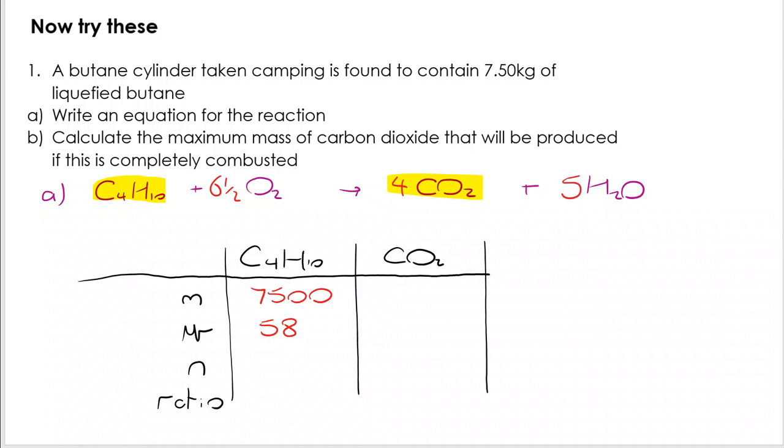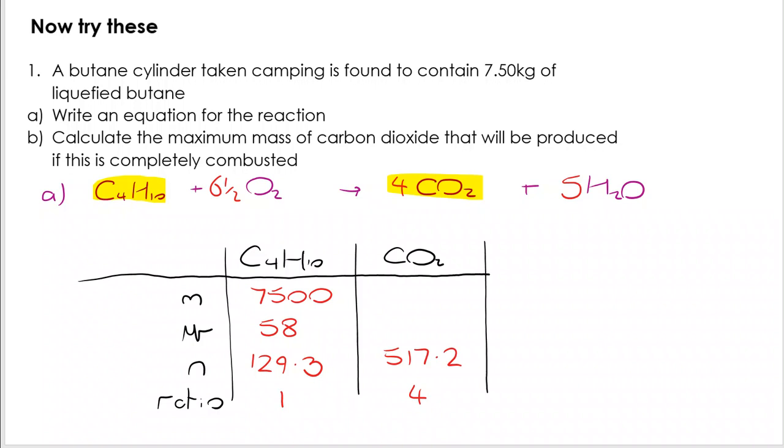There's a whole topic on that with the chemical calculations. But that means we've got 129.3 moles. I then need the mole ratio. I take it direct from the equation. 1 mole of C4H10 makes 4 moles of CO2. So I put my 1:4 ratio in. If 1 mole makes 4 moles, 129.3 makes 517.2.